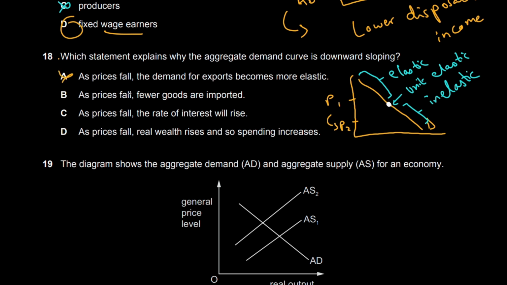B states, as prices fall, fewer goods are imported. That depends on external factors. C, as prices fall, the rate of interest will rise. That too depends on external factors. D states, as prices fall, real wealth rises, and so spending increases.